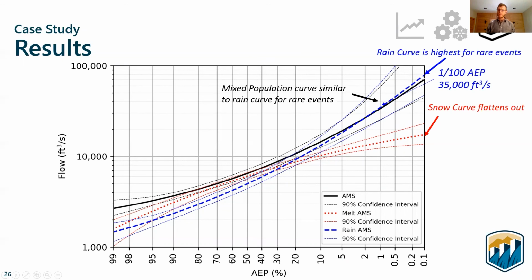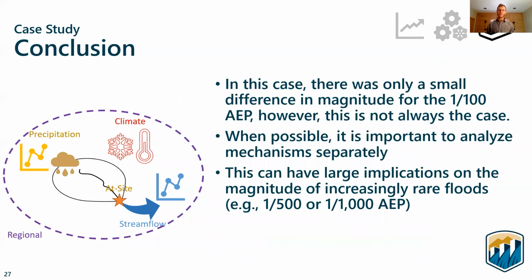Now, right here, we've got our 100-year. It's about 35,000 from the rain curve. And like I said earlier, it's about 34,000 from the mixed population curve. It's not a very big difference. Now, it wasn't a big difference in this case, but that's not always how it's going to work. In some basins, there will be very distinct differences between the 2 curves. In this case, we were somewhat lucky to have a small change in the estimate for the 100-year and more rare floods.